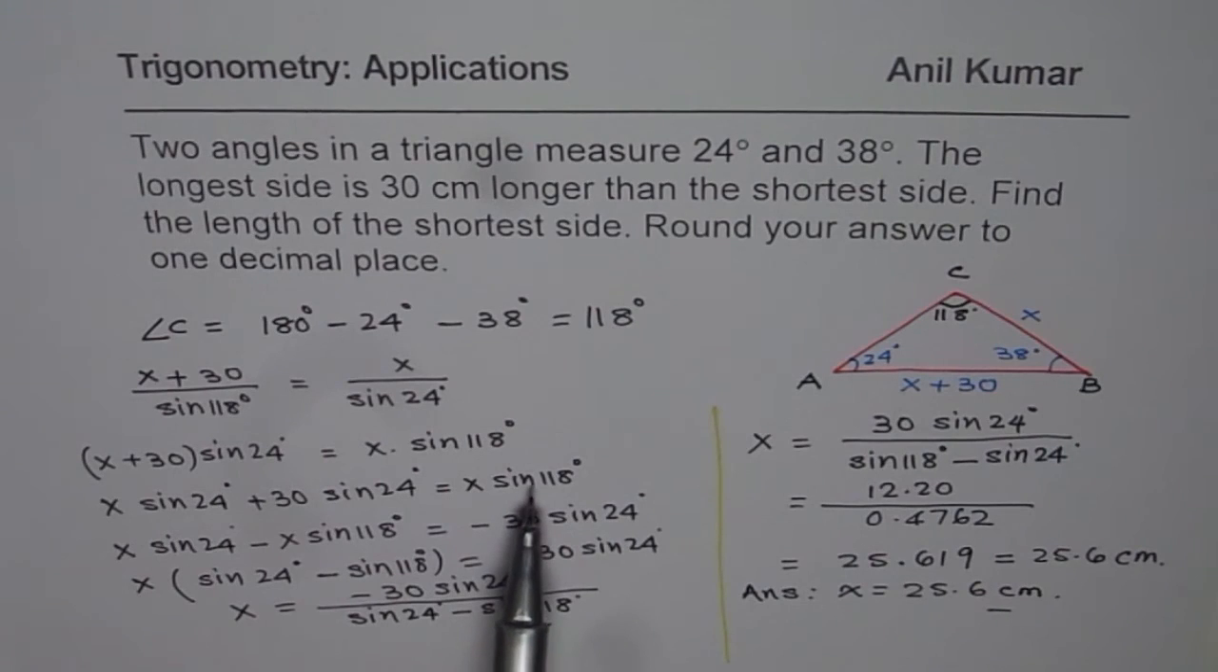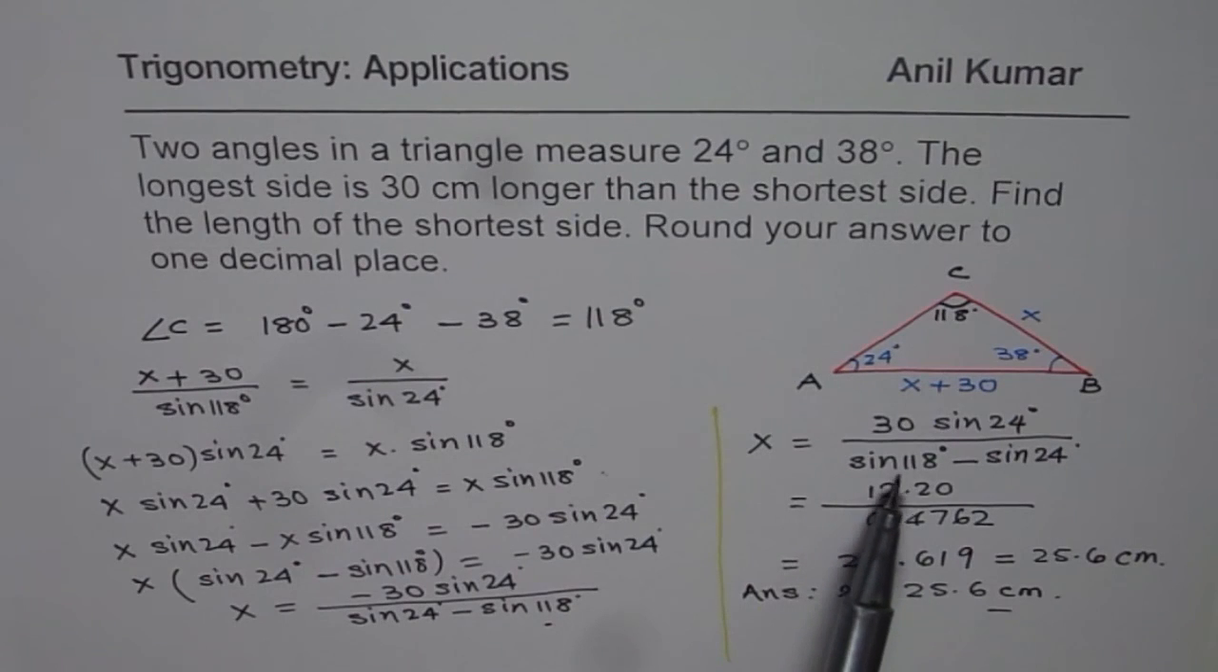At this stage, I'd prefer that you bring the term x sine 24 to the right side and keep 30 sine 24 on the left, and then you divide, so that you don't have to do this interchange at the last minute. That is how you could solve and then round the answer to get it accurate to one decimal place.